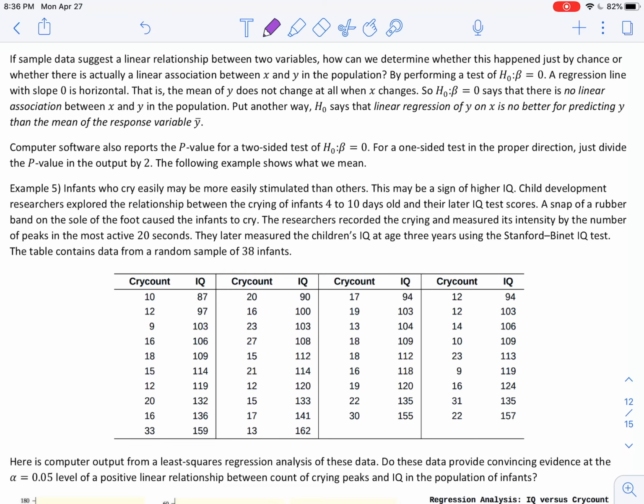Sorry, I got distracted. By performing a test of the null hypothesis, beta equals 0, a regression line with a slope of 0, we're saying it's horizontal, meaning the average y is not changing at all when x changes. That's what we're saying. Null hypothesis, assume that the relationship is a horizontal line. There's no change at all. The linear regression that we could make is not any better for predicting y than the average response variable, y bar. So basically, there's nothing linear about it. You might as well just guess y bar instead of using the linear regression.